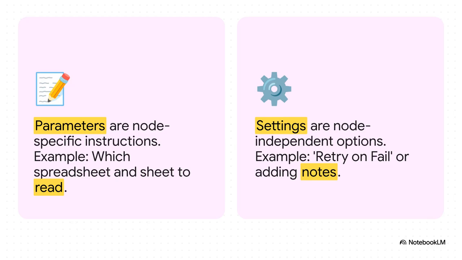Now, once you're inside a node, you're going to see two main areas you need to know about. First are the parameters. These are the unique instructions just for this node, like telling a Google Sheets node exactly which spreadsheet to read. Then you have the settings. You'll find these under that little gear icon, and these are options that apply to any node, stuff like error handling or adding notes for yourself. So the easy way to think about it is, parameters control what the node does, while settings control how it behaves.